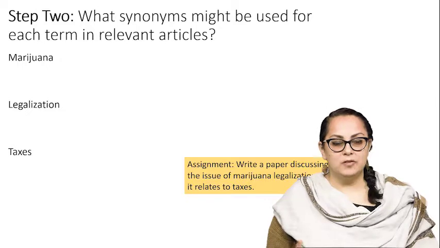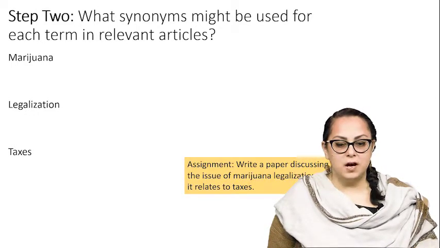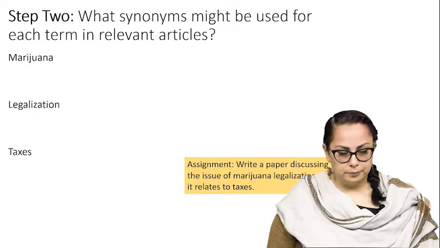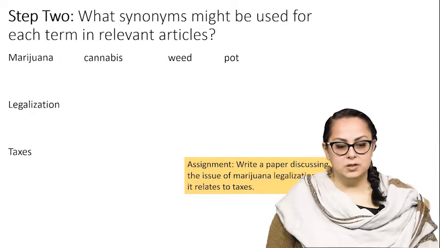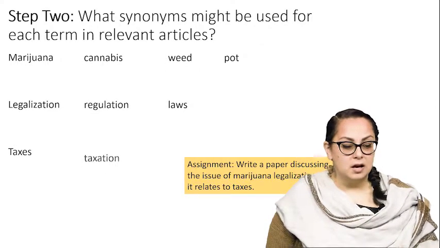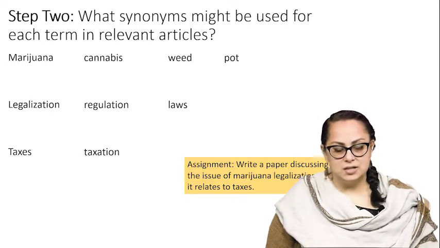The next step, now that we've identified our terms, is to find synonyms for these terms. So for marijuana, here's a few examples: cannabis, weed, pot. Legalization, regulation or laws. Taxes, we might also see taxation written.